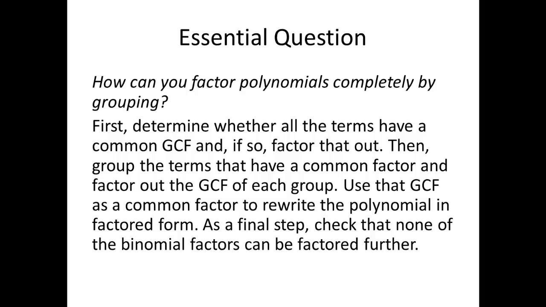So the question that we answered today is, how can you factor polynomials completely by grouping? The first thing you want to do is determine whether all the terms have a greatest common factor, and if they do, you need to factor it out. Then you group the terms that have a common factor, and you factor out the GCF of each group, and you can use that GCF as a common factor to rewrite the polynomial in factored form. As a final step, you're going to want to check that none of the binomial factors that you're left with can be factored further, because you want to completely factor the polynomial.